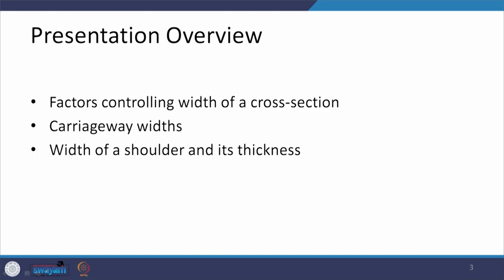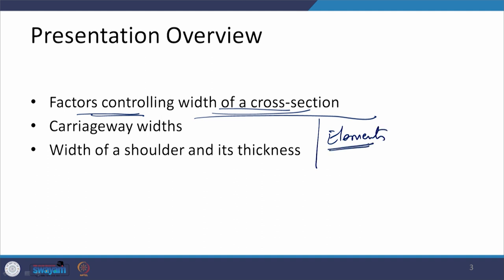Now, when we talk about the multi-lane highways, we are looking at the various factors which control the width of a cross section. We have seen that there are different widths of a cross section in terms of the total ROW. So, that is what we are going to talk about here. Then, after this we are going to start with the elements of the cross section. The two elements which we can take up are carriageway widths and the shoulders. And while discussing the width of the shoulder, we will also look at the thickness which is usually provided on a shoulder.